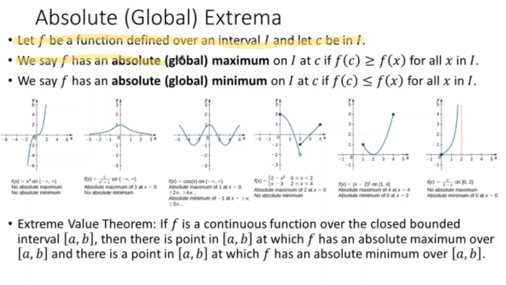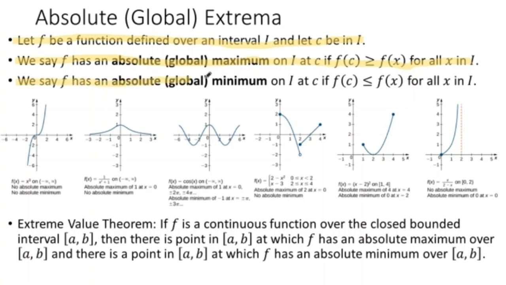inside of I. We say that f has an absolute or global maximum on I at the value c if f of c is greater than or equal to f of x for all x in I. In other words, we say that a function f has an absolute maximum at c if f of c is the largest value our function can take on within this interval I.